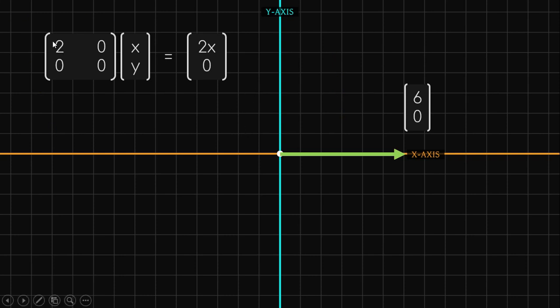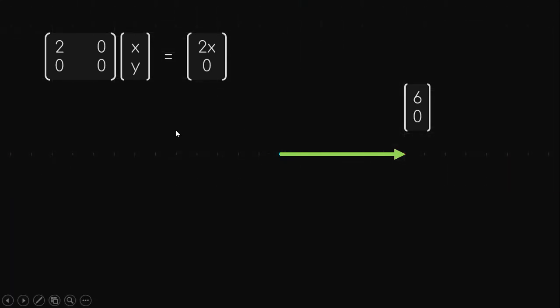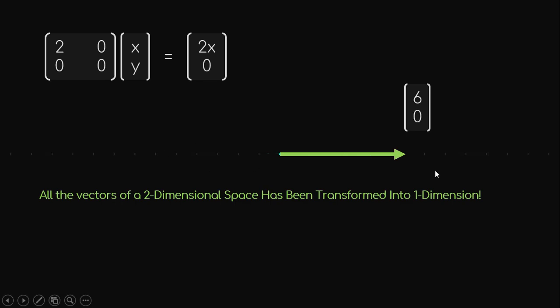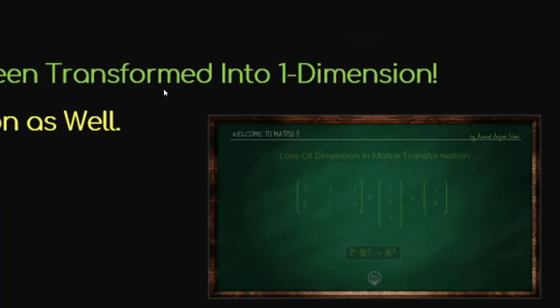In fact, if we multiply this matrix with each and every two-dimensional vector of this plane, the whole plane is going to collapse into a single line. Although no one ever tells us what having a matrix and the inverse of a matrix actually means, this is the geometric significance of not having an inverse, because there is no way to go back to where you came from. So as you can see here, a two-dimensional vector space has been transformed into one dimension. And that's not all. When I'm not using a square matrix, the transformation can cause a loss in dimension as well. Let's see an example.